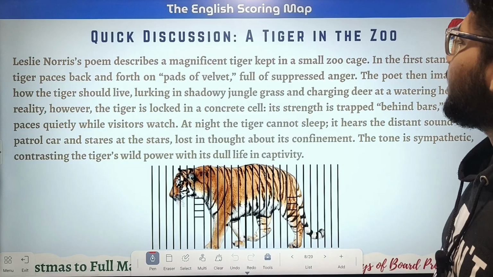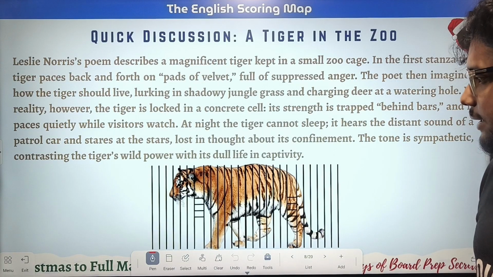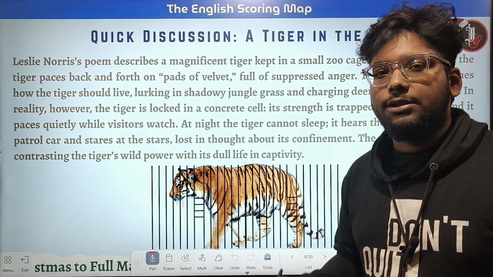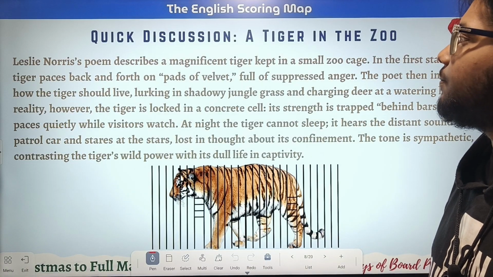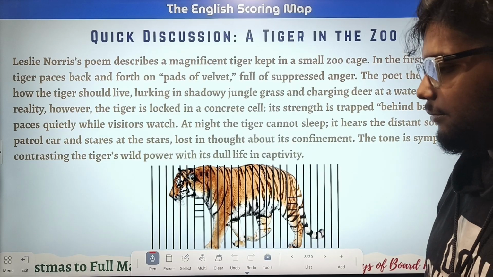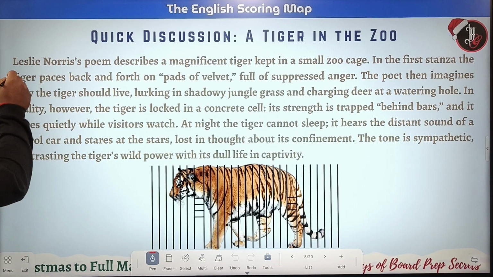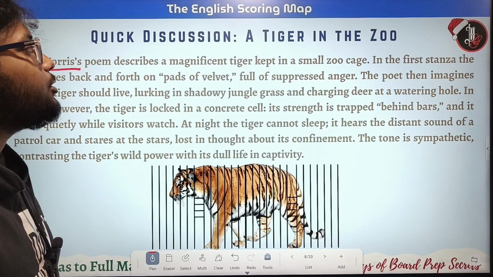Now, A Tiger in the Zoo. A Tiger in the Zoo is basically talking about a tiger who is captured or caged in a zoo. Okay, so we know what a zoo is and what sort of tortures are there, right? So let's go on with this poem. Leslie Norris's poem. Leslie Norris, a great author. Leslie Norris's poem describes a magnificent tiger kept in a small zoo cage.